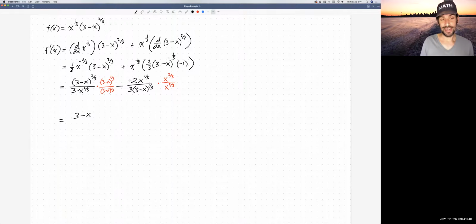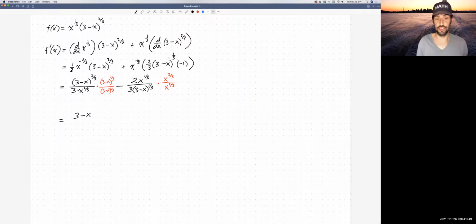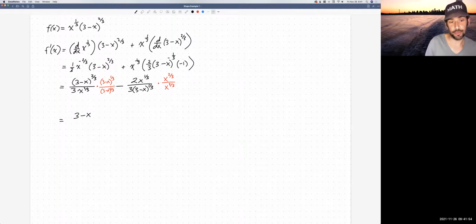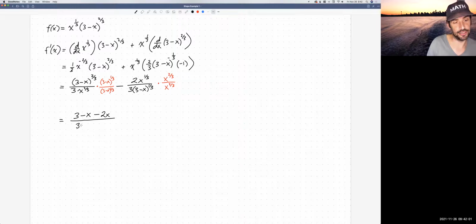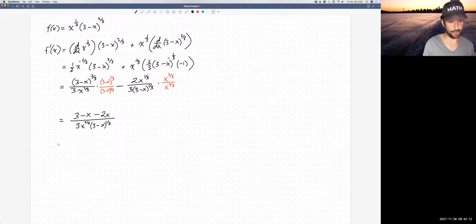When we do this to the second fraction, x to the 2/3 times x to the 1/3, again, we add those powers in the numerator, and we get x to the power of 1, or just x. We've also got a 2 in front, and we've got this minus here, so we're going to end up with minus 2x. And then we've got our common denominator, x to the 2/3, 3 minus x to the 1/3. Okay, so already this is a ton simpler, and one more step we can take.